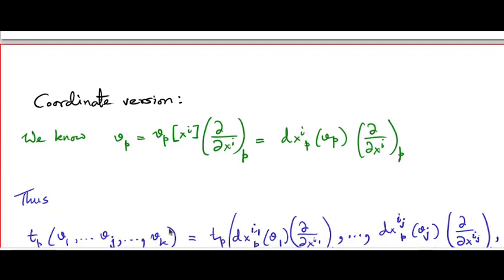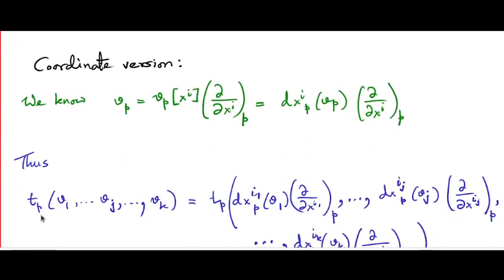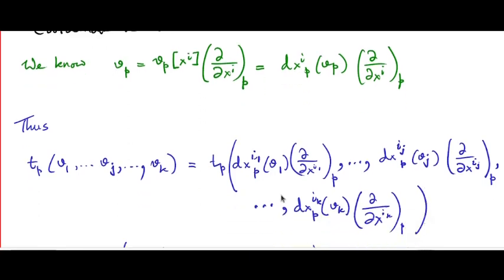Now, if you use this and think about what T_p does to a bunch of k vectors, of course it produces a number, but the number can be rewritten in a rather illuminating fashion. V1 can be written as dxⁱ¹|p acting on V1, that's the i1th component of V1, times ∂/∂xⁱ¹|p. Of course, the sum over i1 is always implied here, and so on until the kth vector will be written down as dxⁱᵏ|p acting on Vk times ∂/∂xⁱᵏ|p.